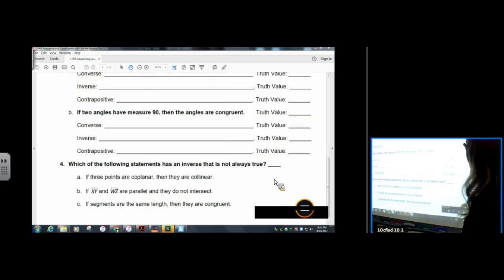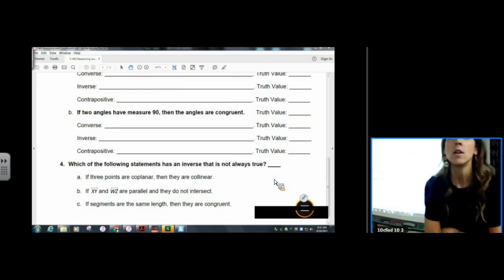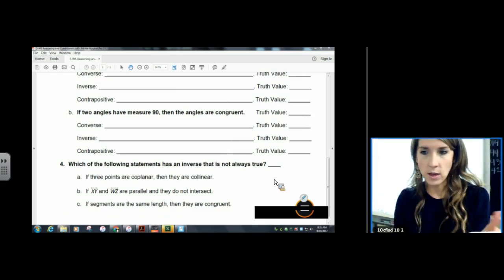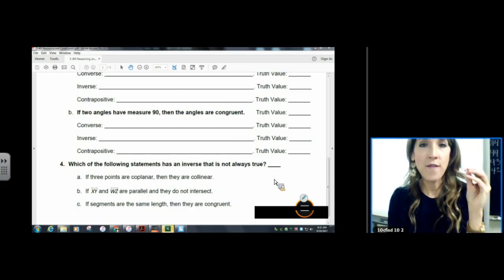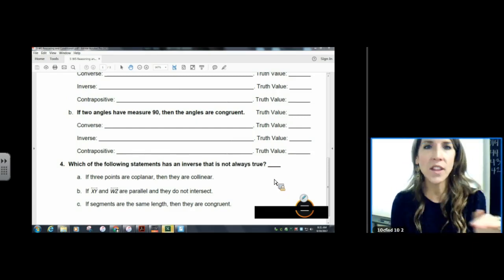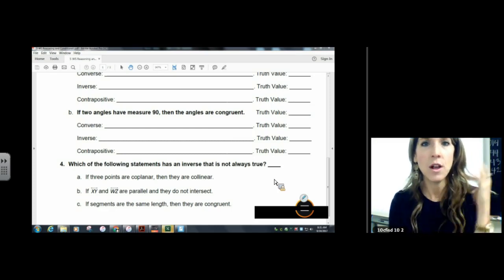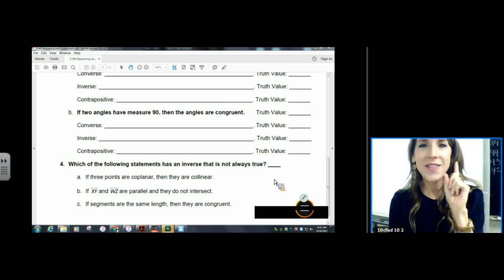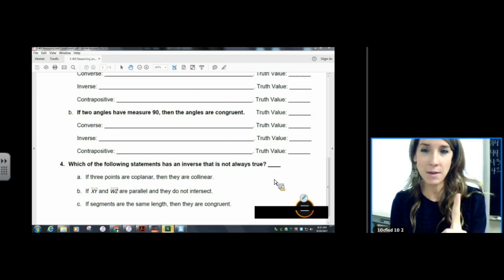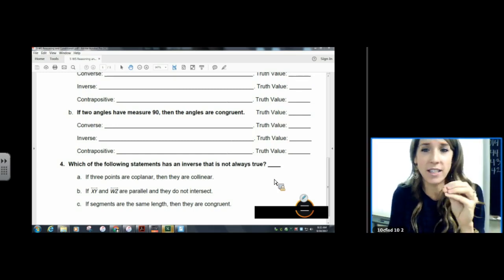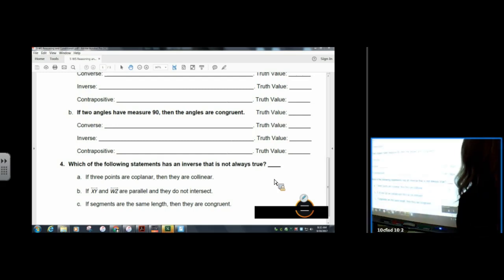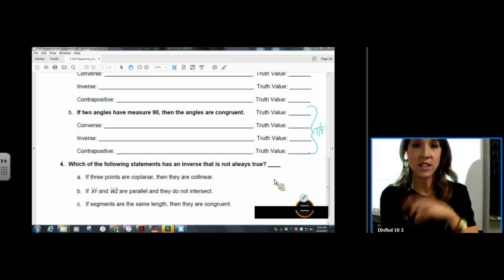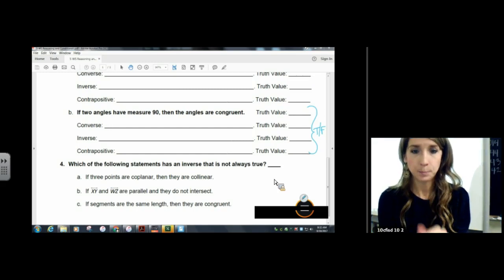Okay, 3B. If 2 angles have a measure of 90, then the angles are congruent. We did not really go over truth value yesterday, but hopefully after looking at the answers, you kind of figured it out. Truth value means if it's true all the time, forever and ever, always true, you put true. If you can think of even one time when the statement is false, one little bitty counterexample, then the truth value is false. So right here in these, we're asking for true or false. It's false if it's false even one time in existence.